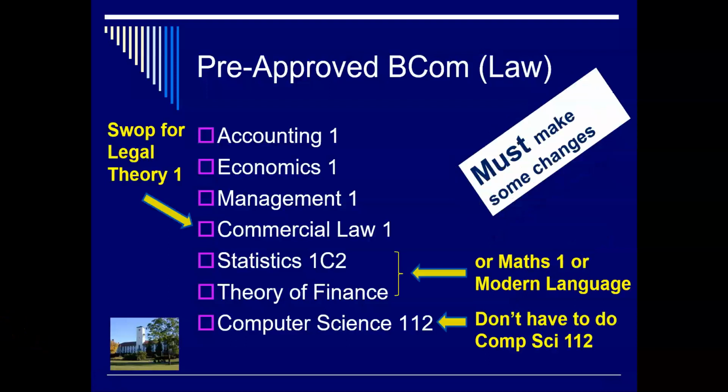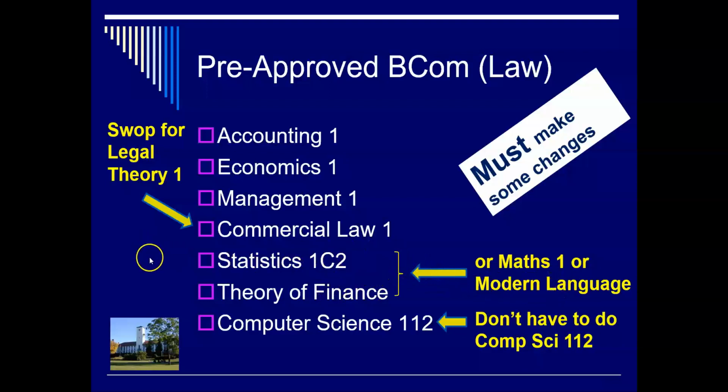If you're pursuing the BCom law route, then there are some changes that you have to make. And be careful with these, particularly the BCom law. So in the first instance, it's necessary for you to delete commercial law, and replace it with Legal Theory 1. Legal Theory 1 goes in the place of commercial law. In addition to that, you may replace Statistics 1C2 and Theory of Finance with either Mathematics 1 or a modern language. It's up to you. And quite a number of our BCom law students do take a language.